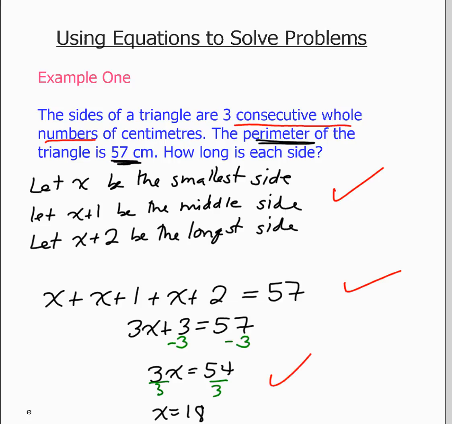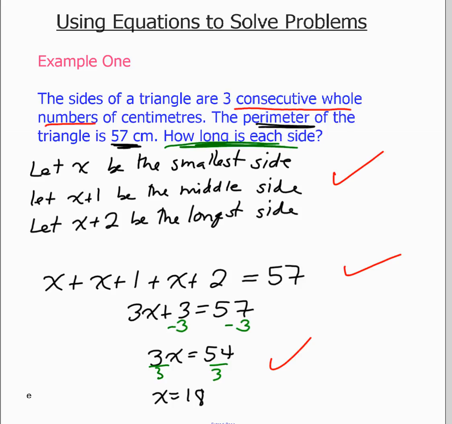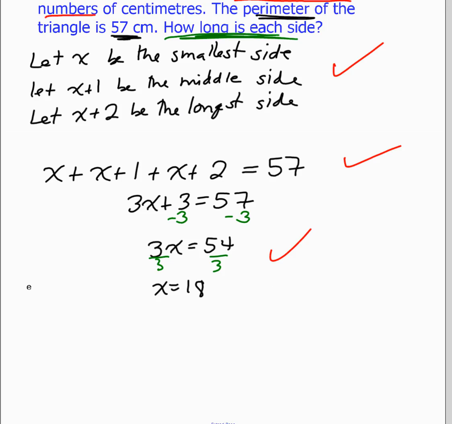These questions will all be out of 4. So now we've got to figure out the actual answer. Don't forget, don't do all of that and then forget the answer. So the question actually says, how long is each side? So now you have to go, okay, if the first side is 18, what would the other ones be? Well, because they're consecutive numbers, we would say, therefore, the sides are 18 centimeters, 19 centimeters, and 20 centimeters. They're consecutive numbers, so they're all one more than the other.